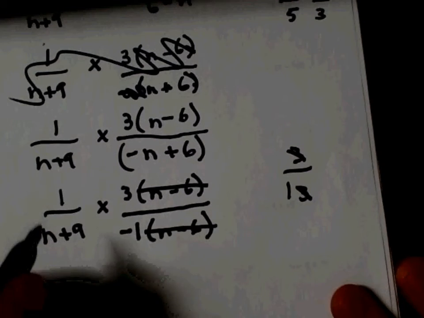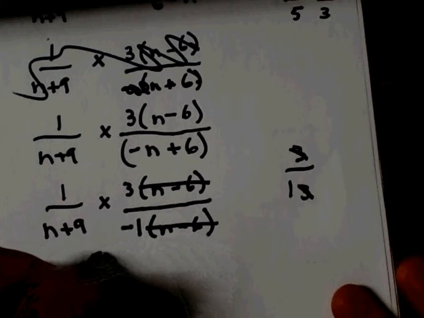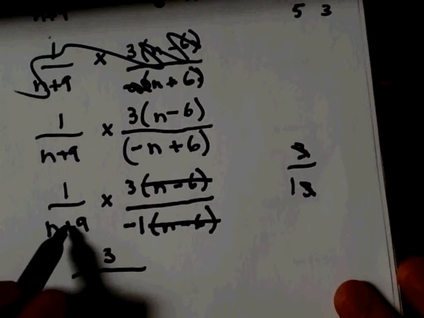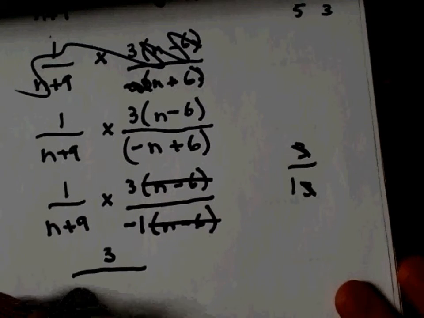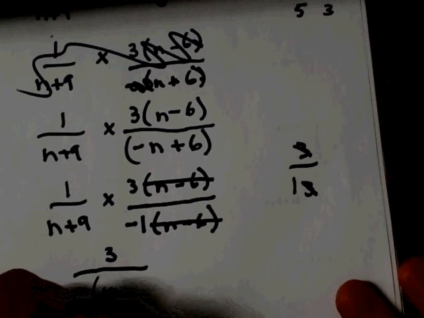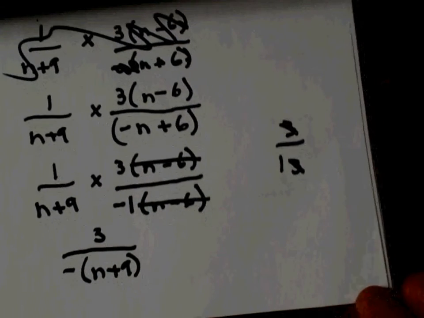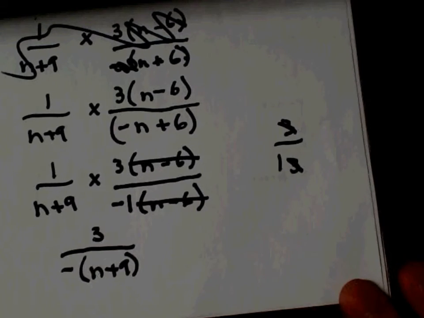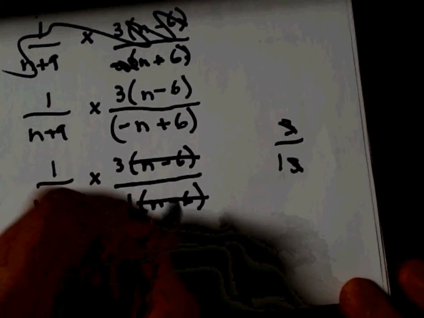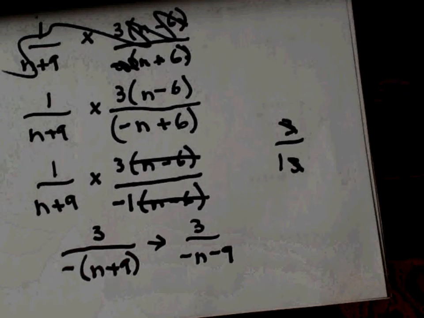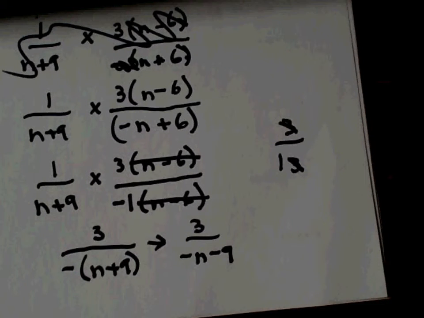And so now I just multiply them straight across. This is 1 times 3, which is 3. This is n plus 9 times negative 1. So that's going to be negative 1 times n plus 9. You can leave it like that, or you can distribute the negative if you want to. If I distribute the negative, I get that right there. Any questions?